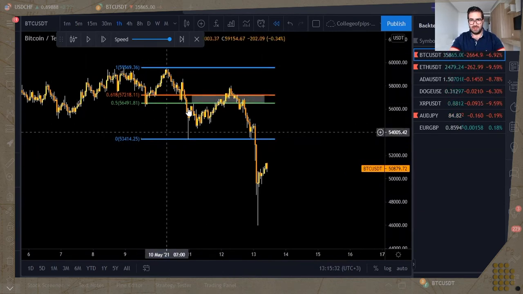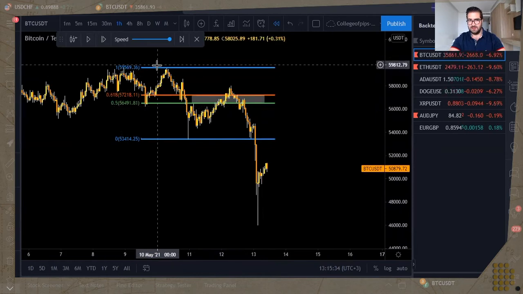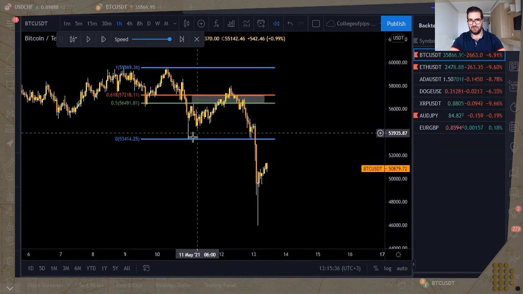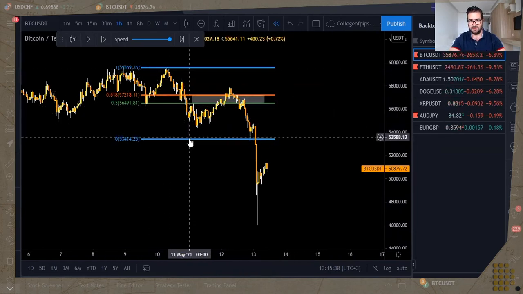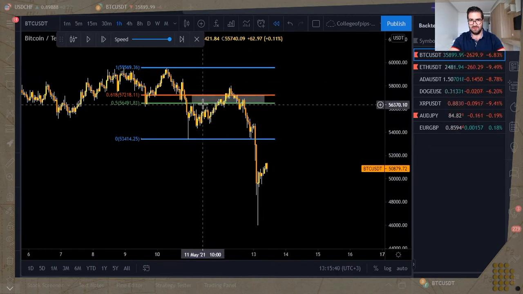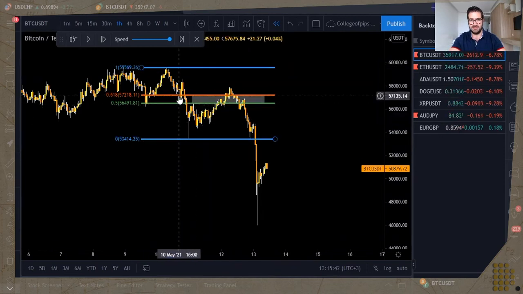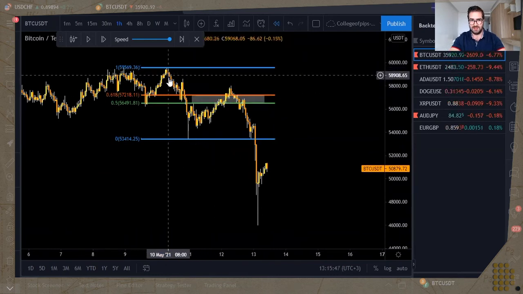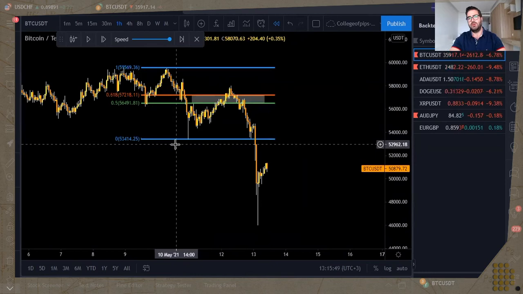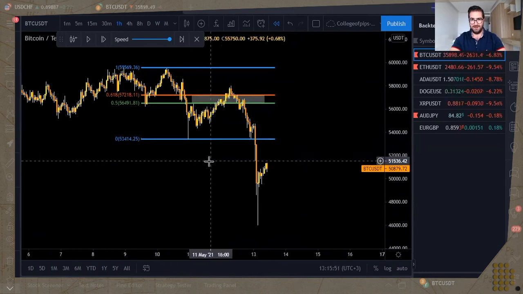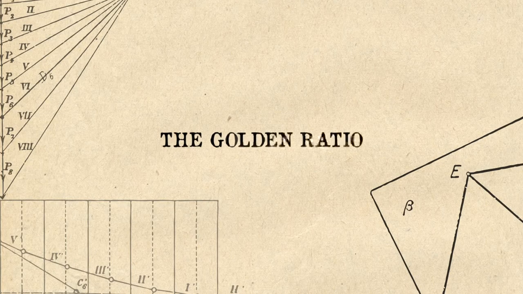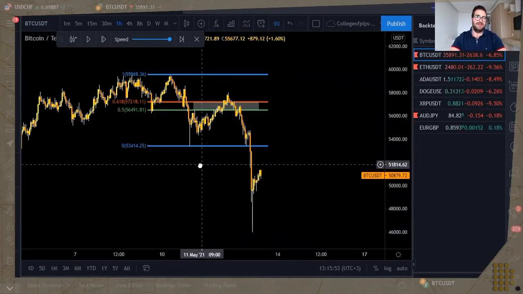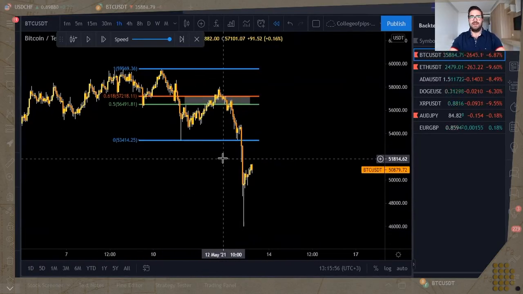By the way, a quick notice here, the 50 represents 50% of the measure from 0 to 1. So 50 represents 50% or half of this measure. 61.8 represents 61.8% of this whole measure from 0 to 100. Okay, and another example, you might ask why 61.8 is really important.